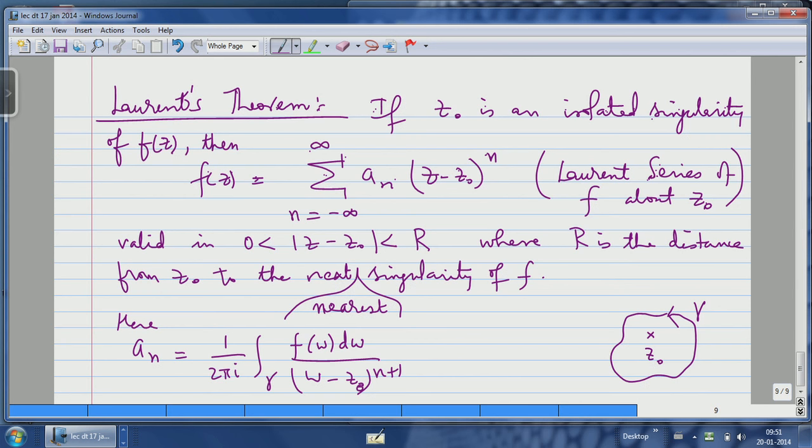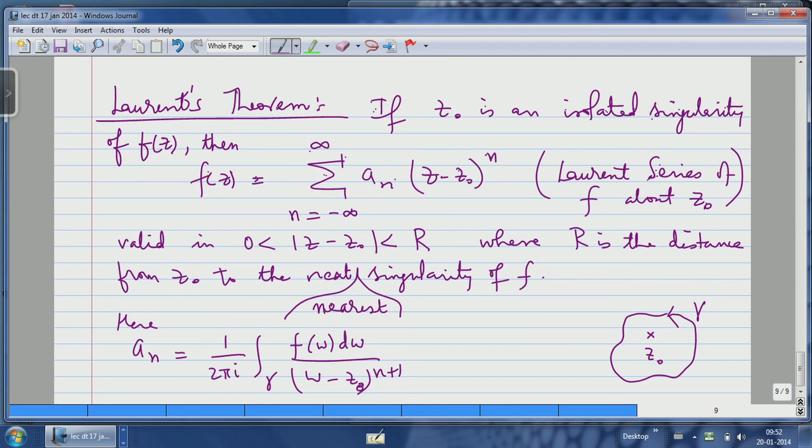And the important thing about Laurent's theorem, as you would have learned in the first course in complex analysis, is the coefficient a minus 1. When I put n equal to minus 1, what I get is a minus 1 is 1 by 2 pi i integral over gamma f(w) dw. That's the residue of f at z naught. It's important because it tells you what the integral of the function is around a singularity.